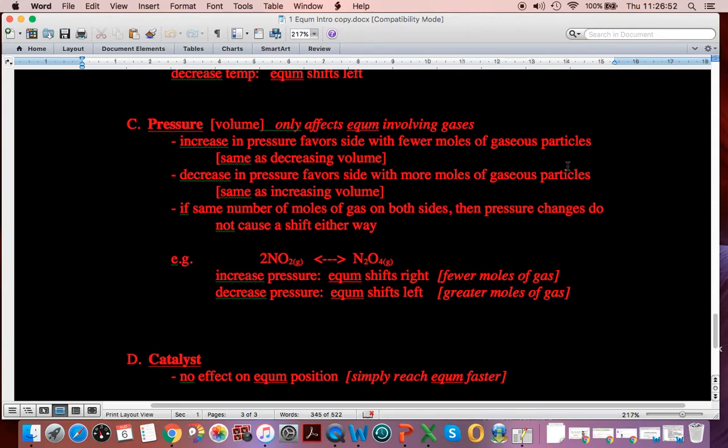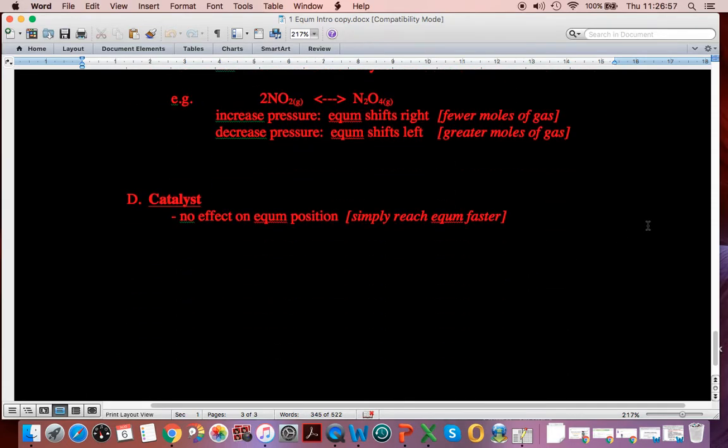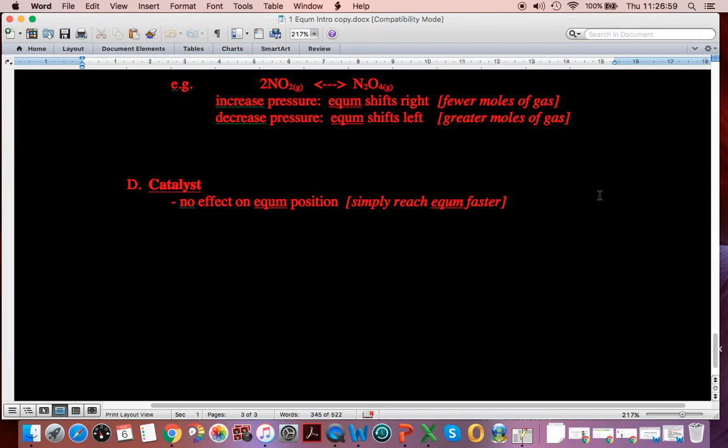Increasing the pressure, it goes right. Decreasing pressure goes left. Catalyst, no effect on equilibrium position. So hopefully that's a useful recap and provides a tidy summary for what we've done so far with regards to Le Chatelier and a qualitative look at equilibrium.